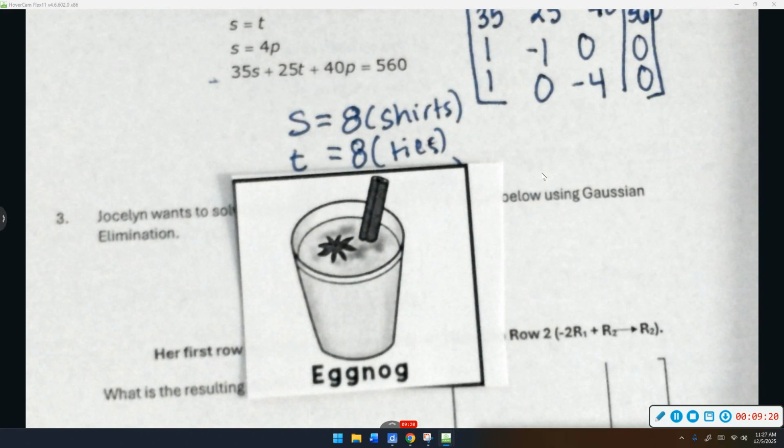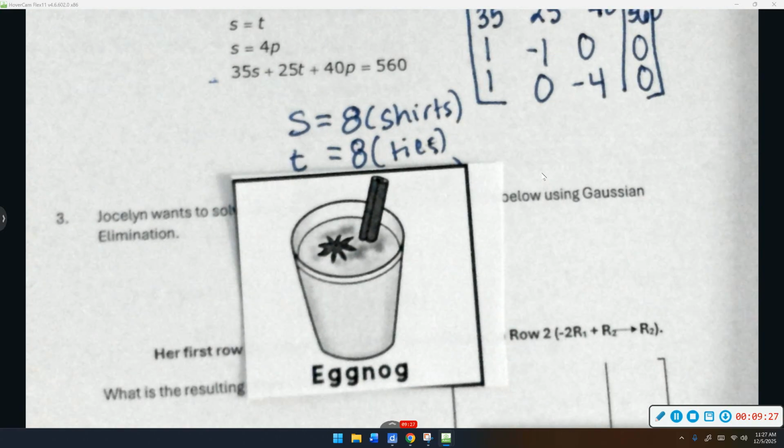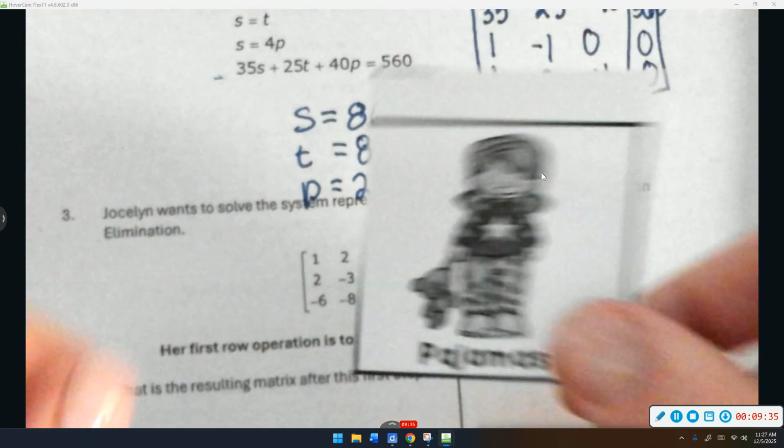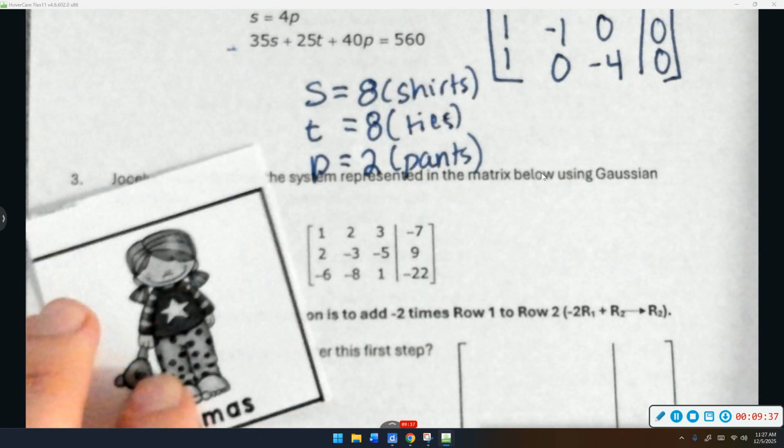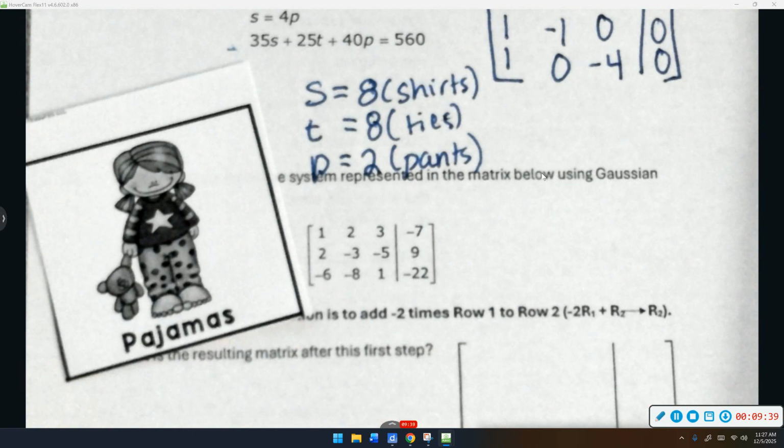Eggnog? Ooh, that sounds good. I need to go buy some eggnog. I know it's so weird, like who drinks egg? Okay, and we'll do one more. Pajamas? The little girl wearing the pajamas?